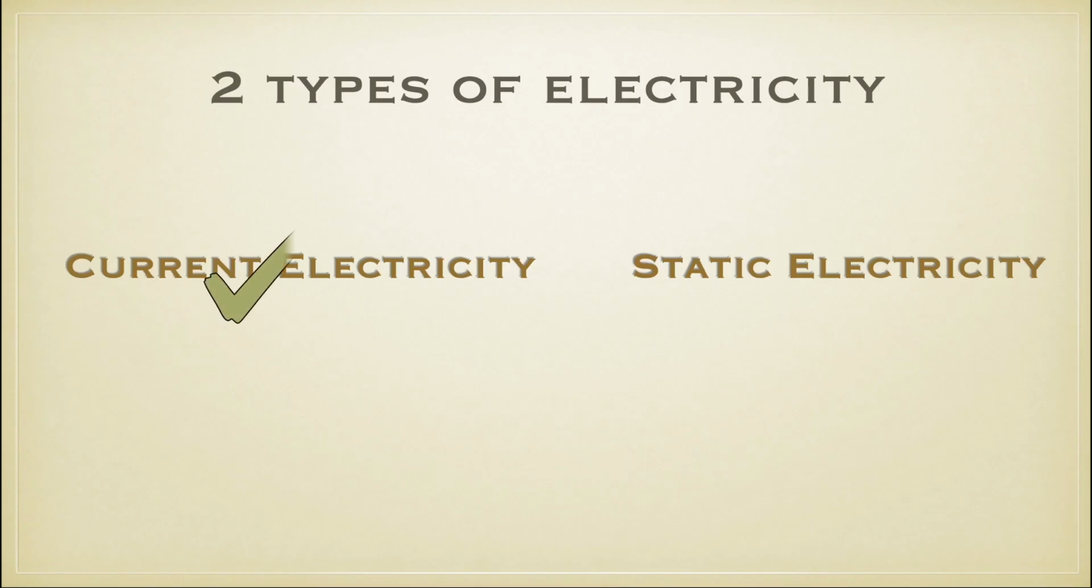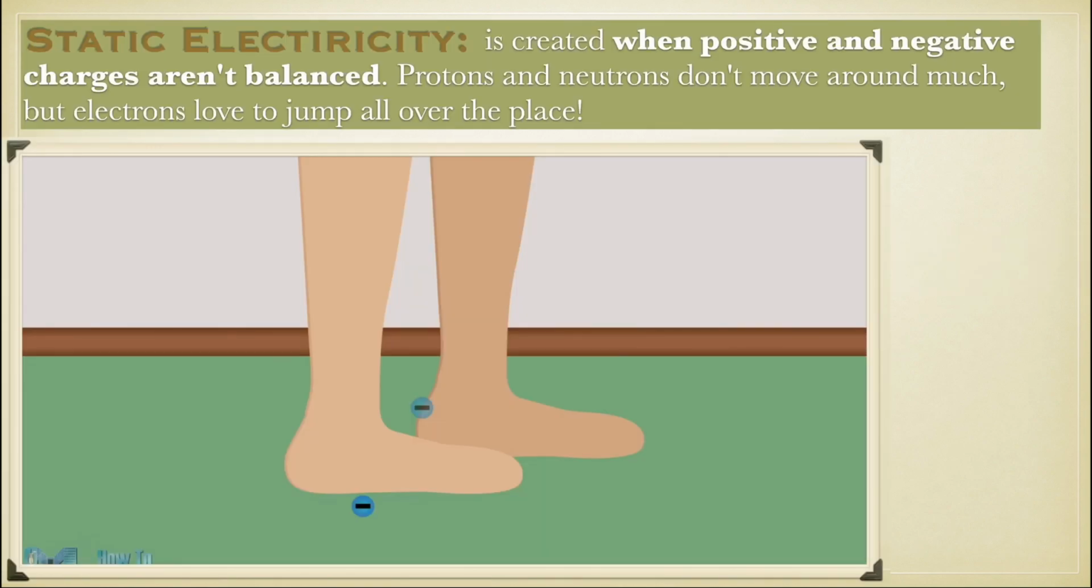So now we are done with current electricity. Let's move on to static electricity. What's static electricity? It is created when the positive and negative charges aren't balanced. The protons and neutrons don't move around much because they form the nucleus. Yes, the protons and the neutrons form the nucleus. But electrons love to jump all over the place.